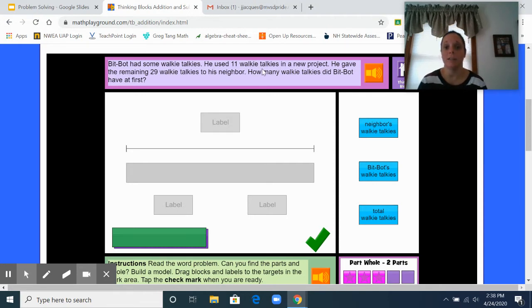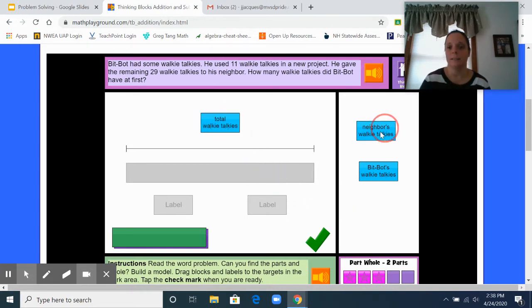He used 11 walkie-talkies in a new project. He gave the remaining 29 walkie-talkies to his neighbor. How many walkie-talkies did BitBot have at first? So we're going to work through our labels. We have his neighbor's walkie-talkies, BitBot's walkie-talkies, and the total.